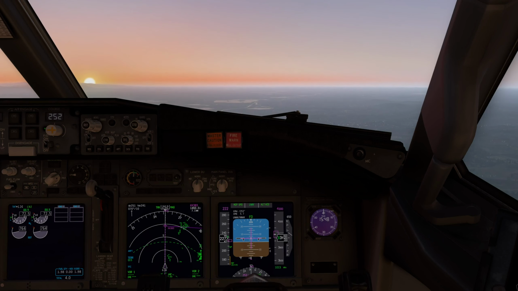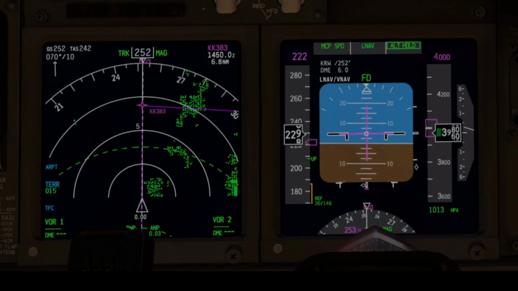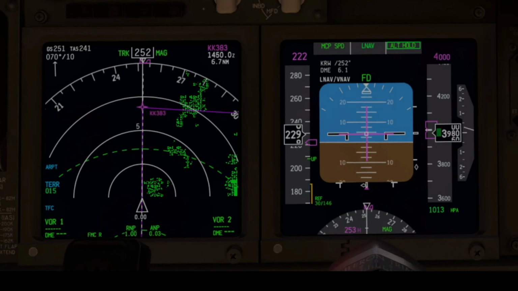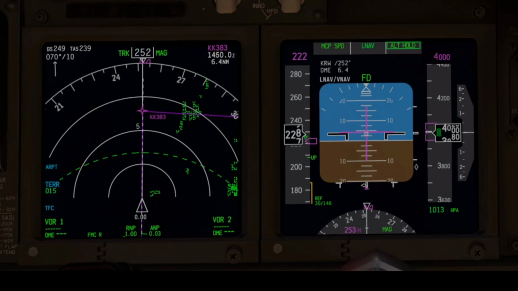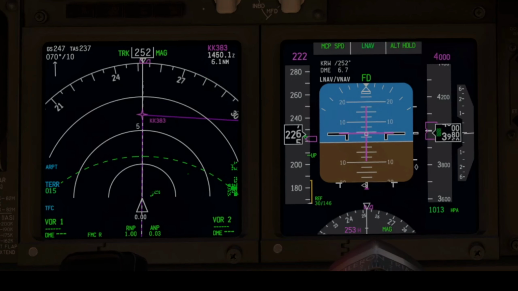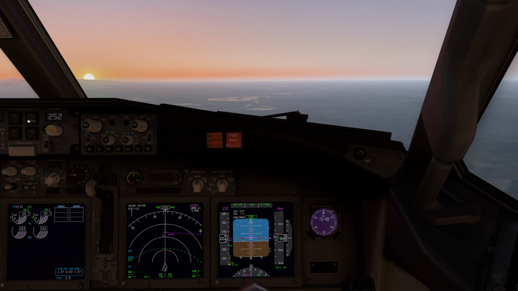So now we level off at 4,000 feet. Trim the plane. A bit of nose up trim. Should be good. We can engage Command B. And now we can ask for the after takeoff checklist.